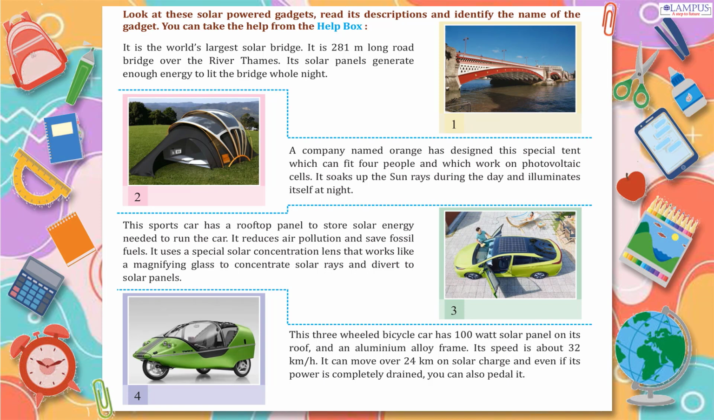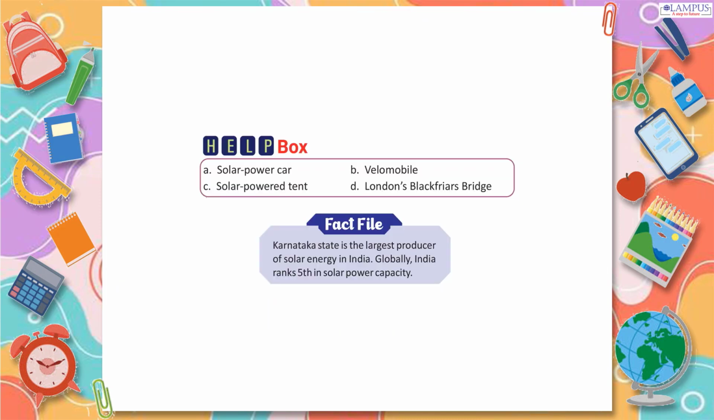It uses a special solar concentration lens that works like a magnifying glass to concentrate solar rays and divert to solar panels. 3. This 3-wheeled bicycle car has 100-watt solar panel on its roof, and an aluminum alloy frame. Its speed is about 32 km per hour. It can move over 24 km on solar charge, and even if its power is completely drained, you can also pedal it. 4. Help box.